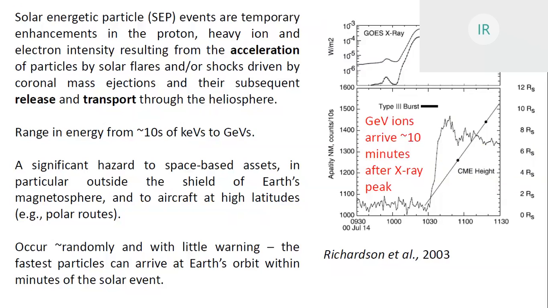Now there's a figure on the right here. The figure on the right shows the Bastille Day 2000 event. This is the X-ray light curve here, and this is 2 hours of data. And here's the injected particle increase at GeV energies measured on the ground by a neutron monitor. And here's the CME lifting off. So everything happens very quickly. The particles arrive, this X-ray flare occurs, the CME occurs, with very similar timing. And that's one of the challenges in understanding SEP events: disentangling what's happening when.